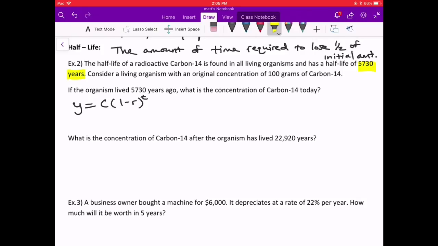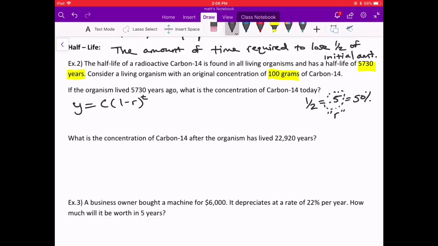Right there, so that's how long it takes to lose half of its mass. And let's say that whatever living organism we're talking about, it started at 100 grams. So whatever I started with was 100, and then I'm trying to figure out, okay, I'm losing half after 5,730 years. Well, what percentage is half? Well, a half is 0.5 or 50%. So this right here, 0.5, is going to be my rate at which I'm getting smaller. So when I go to put that in, that's going to be my R.